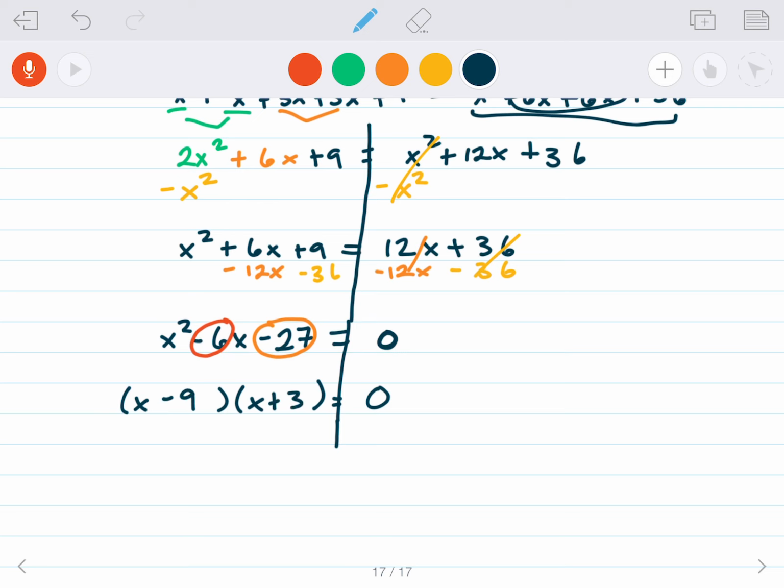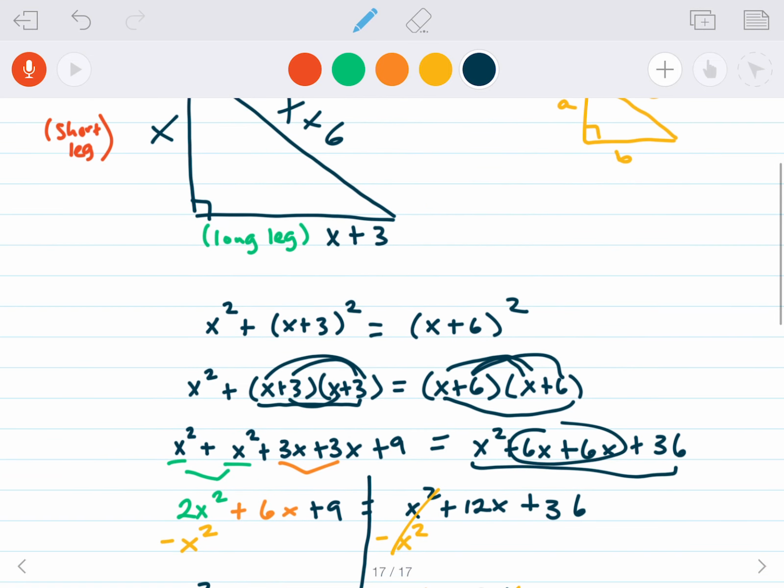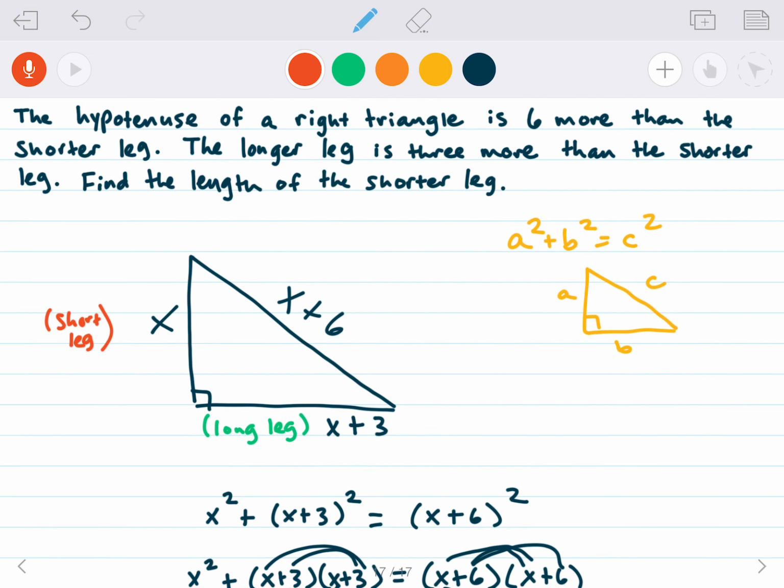All right. Now we can set each of these factors equal to 0. So we have x minus 9 equals 0 and x plus 3 equals 0. So we get x equals 9 and x equals negative 3. So we can throw out this answer because x is the short leg, and it doesn't make sense for us to have a negative length.